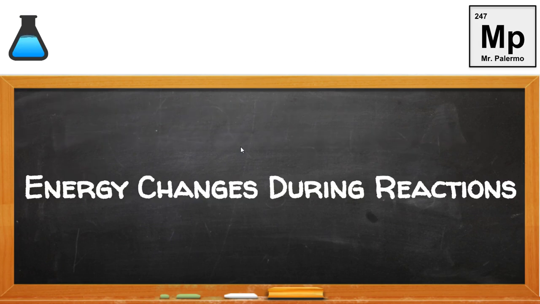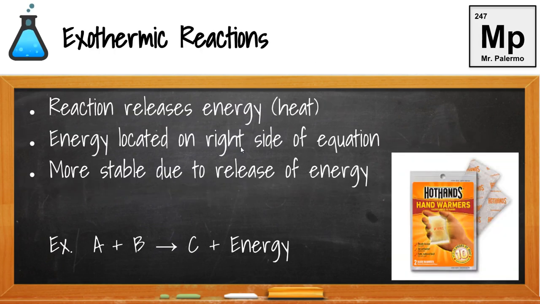Now let's focus on energy changes during our reactions. We have exothermic reactions, exo like exit and therm meaning heat. So the heat energy is being released from the reaction or produced. Reactions release energy or heat. Energy is located on the right-hand side of the equation, indicating that it's produced. It's a product, so it's being given off or released.